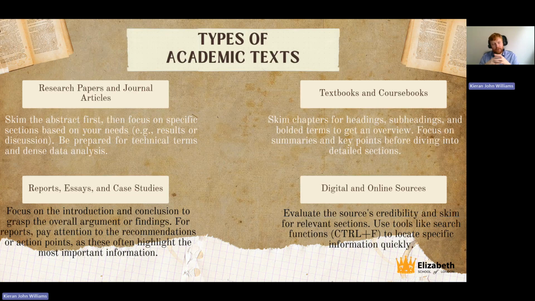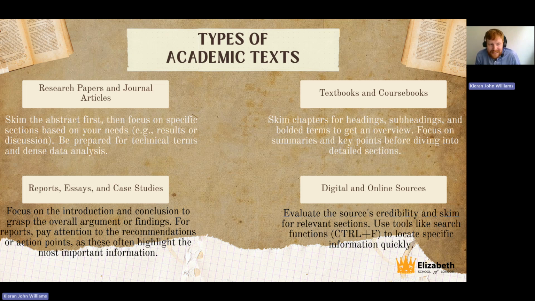Okay, so let's have a look at the next thing then. Let's have a look at the types of academic texts that we have and how this influences how we read them. The first thing that you're probably going to be reading a lot of are research papers and journal articles. These can often be quite long and quite boring. I mean, they are going to be. We just have to get used to it. But there are still some strategies that we can use to make them easier to read, so we can be more effective and more efficient in how we read.